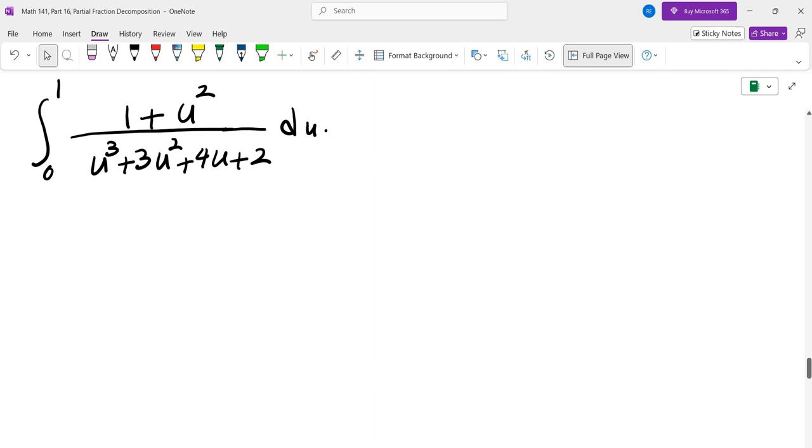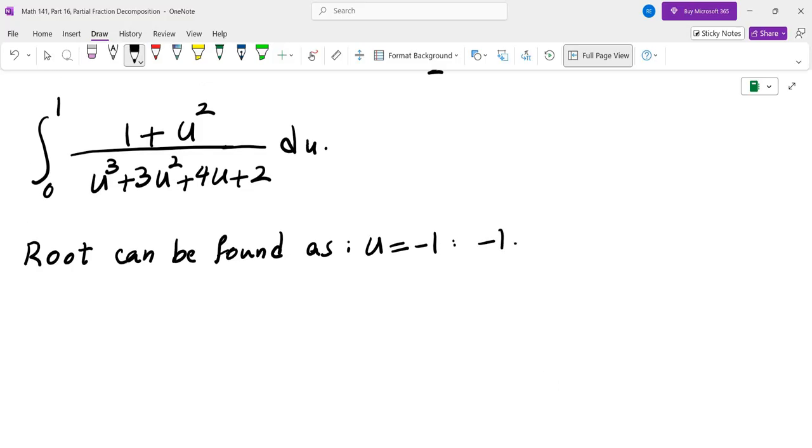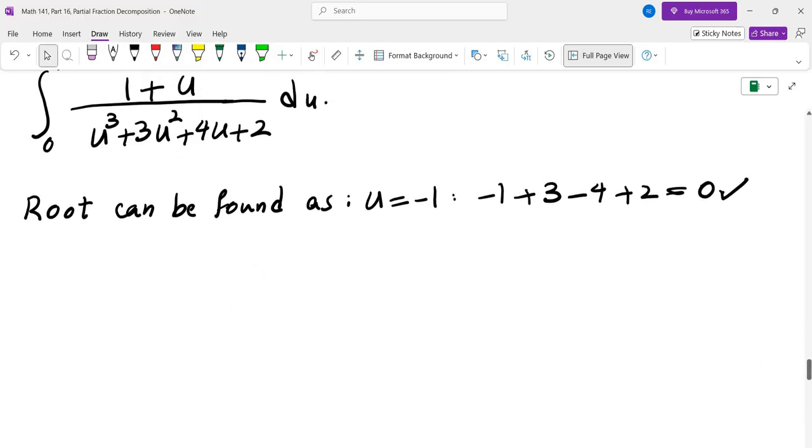Now, this is not an obvious factorization that we can do, but we can find a root of the denominator. So a root can be found, and you can just test this one. If you plug in any positive number, you're just going to get a positive number. If you plug in, let's say, u equals -1, we are going to get -1 plus 3 minus 4 plus 2, which is in fact 0. So this is in fact a root of the denominator. So we have a factor of u plus 1. So thus, u plus 1 is a factor.